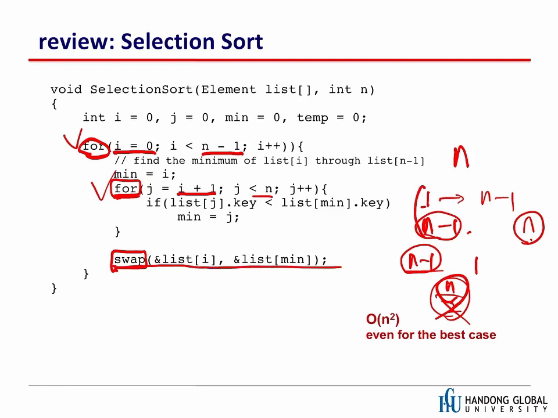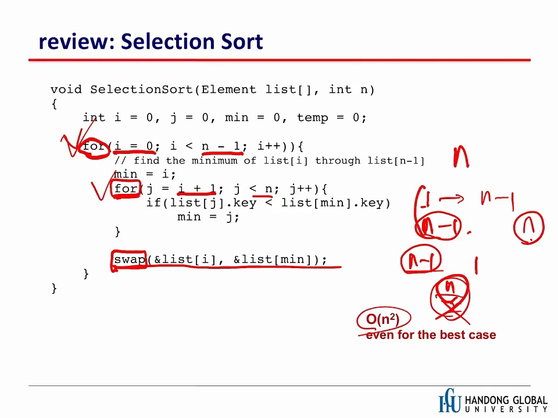And the swap means nothing here. Swap takes some constant time, so we ignore that constant. So n squared, even for the best case. Even for the best case, we have to iterate from the leftmost to the rightmost. So for the first for loop, for every iteration, we have to find the smallest one.